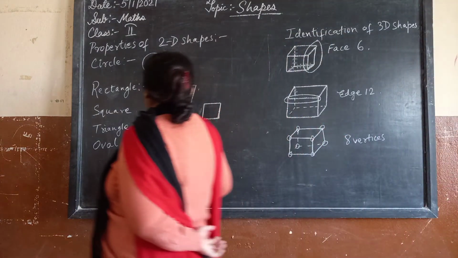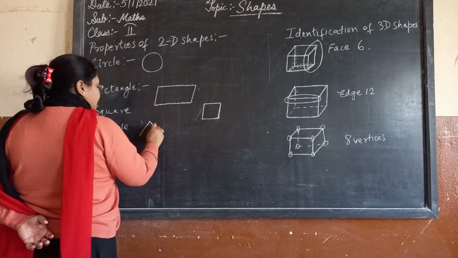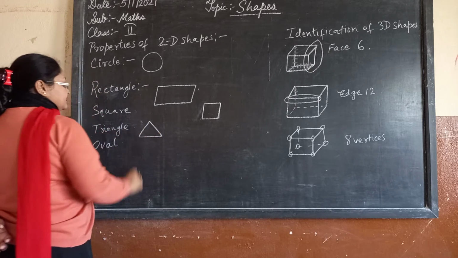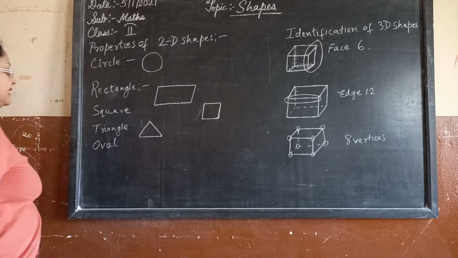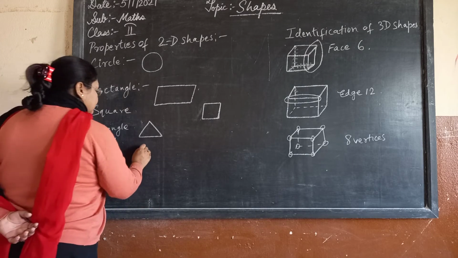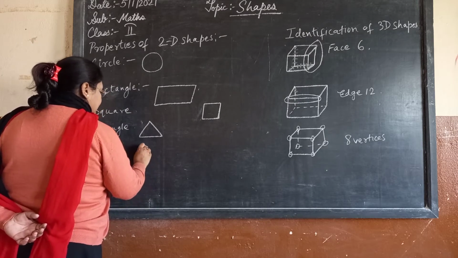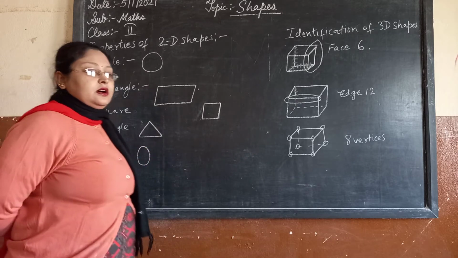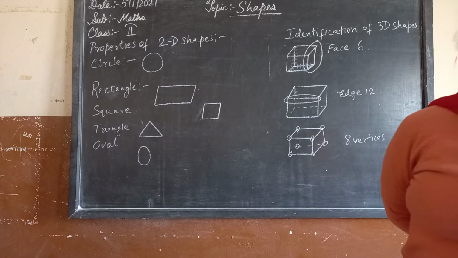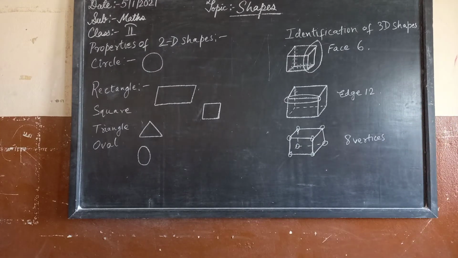Triangle is a shape in which we have 3 sides and 3 corners, and it's not necessarily that the 3 sides are the same. It may be of different lengths. Oval is just like a circle, but every point on the boundary of an oval is not the same distance from the center, unlike the circle.